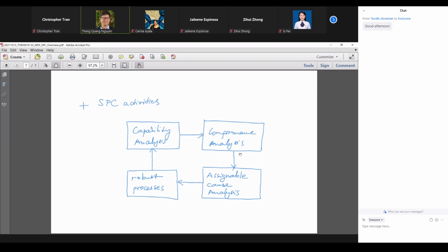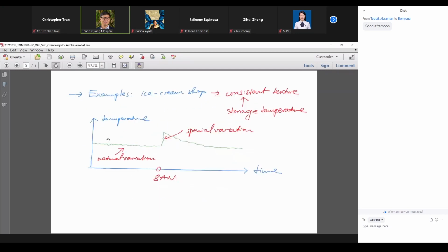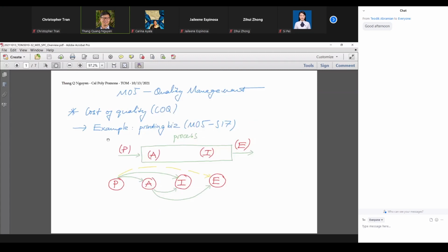So this is a never-ending loop where over time we try to improve our process to make it higher and higher, right? So if we just keep improving our process, then it's going to be a very good process in the long run, right? And that's good for our quality. Okay, so that's the overview of SPC. It's not the end yet.